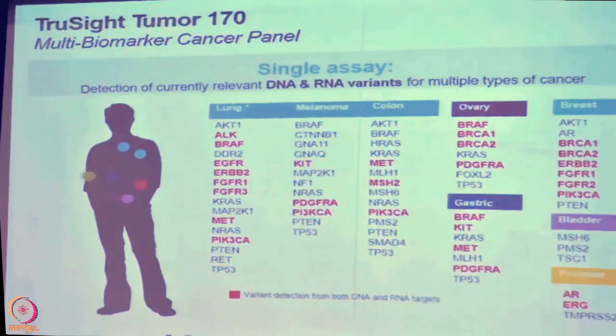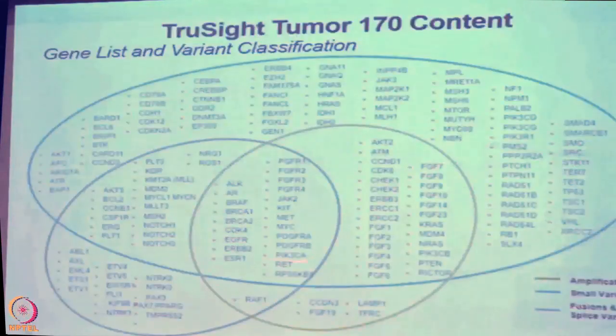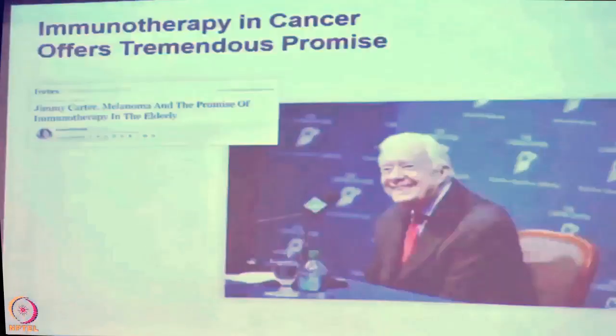So recently we launched the TST 170 panel. It covers most of the cancer types, and it is used to determine different types of cancer. It also detects copy number variation, RNA fusion and all. So one panel. Okay, so one last point I want to share.